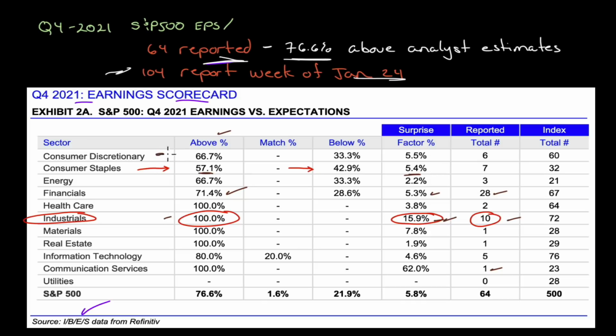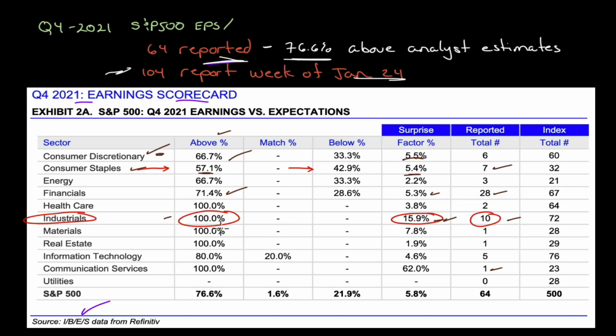Consumer discretionary, 5.5%, 66.7% above. This is stuff they don't have to buy, but they do. And this is stuff you think they normally have to buy. So there's some digging around in there. Who are the 7 companies, right? There's not that much to look at, but it still gives us some idea.